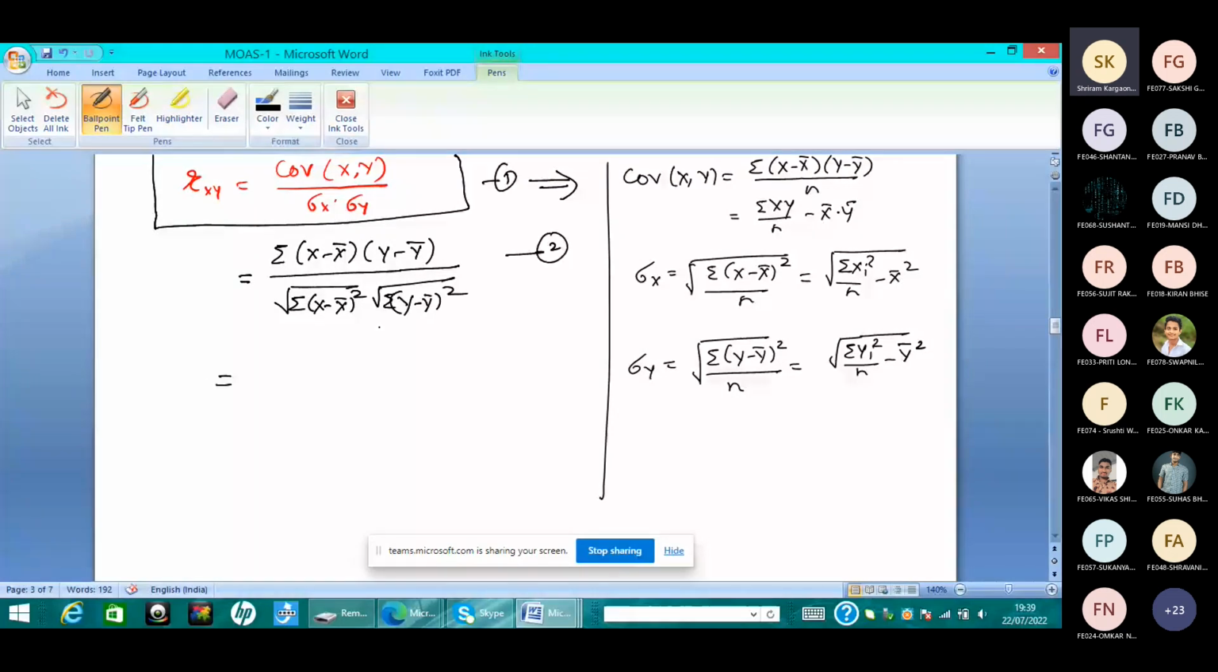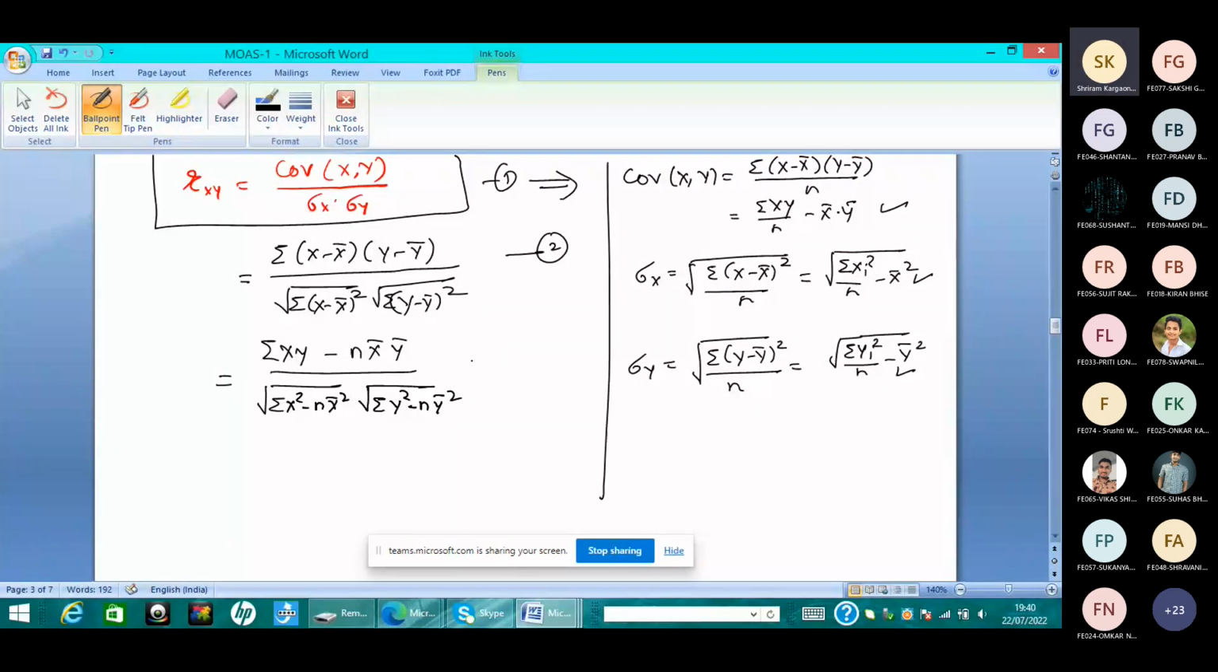If you go on solving as per this simplified formula, as the second term in all the three, you will get another term. So for example, you will get a term like summation xy minus n times x bar y bar upon square root of, and this one, you will get summation x square minus n times x bar square into summation y square minus n times y bar square. So this is another formula.